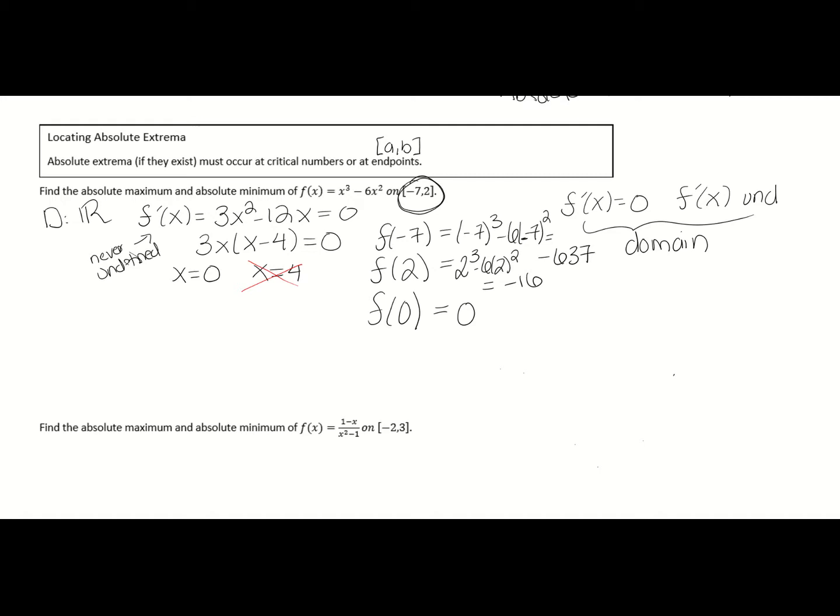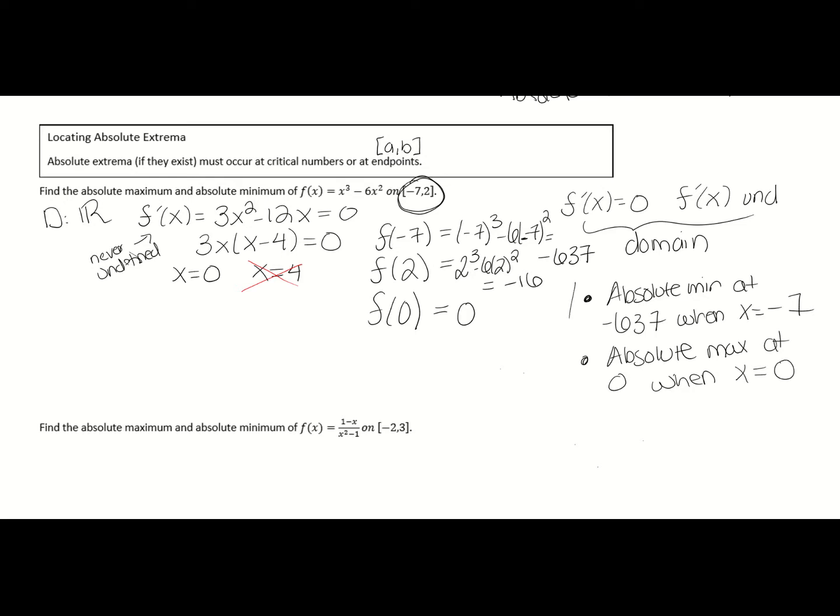So which one is the smallest? Well, the smallest happened at -637. So that is your absolute minimum. So the absolute min is going to happen at -637 when x is equal to -7. And you're going to have an absolute max at 0 when x is 0. So here's your absolute min and max.